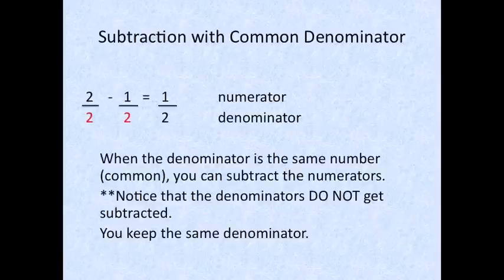First we're going to cover subtraction with common denominator. So in this case we have 2 halves minus 1 half is equal to 1 half. Notice how 2 minus 1 is equal to 1 and the denominator stays the same. 2 is the same denominator that you end up with. So when the denominator is the same number, common, you can subtract the numerators. Notice that the denominators do not get subtracted. You keep the same denominator.